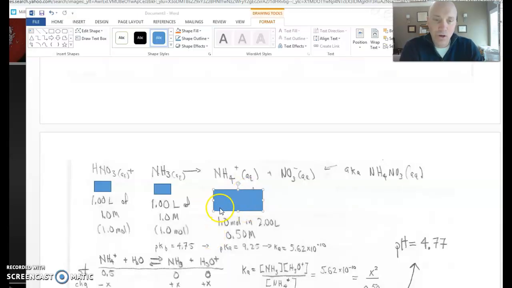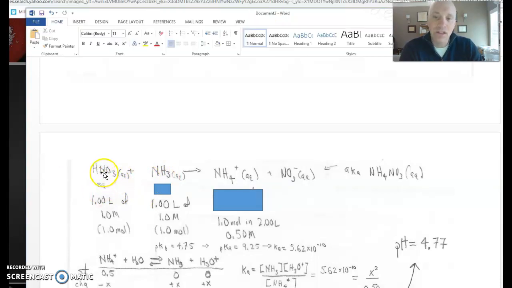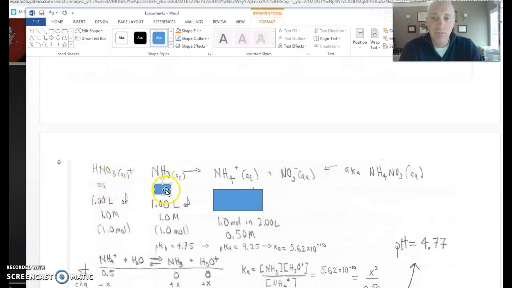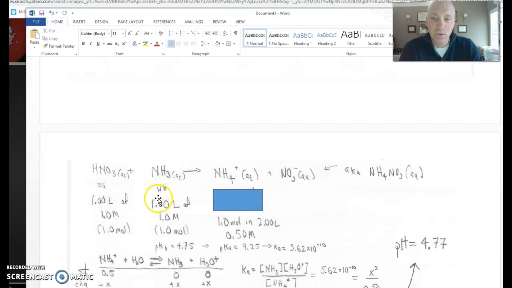Before going on and calculating what the pH of this solution is, let's look at this qualitatively and try to understand why we would expect the pH of the resulting solution not to be 7. First of all, let's evaluate what goes into this neutralization. We've got nitric acid, which is a strong acid, and we've got ammonia here, and ammonia is a weak base.